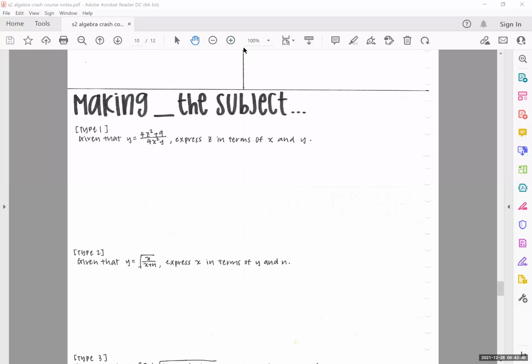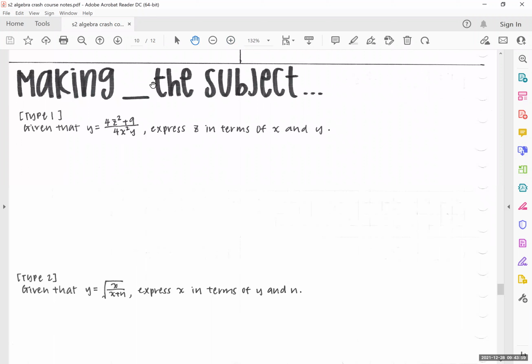Okay, so right now I want you all to flip to the front page of your booklet, which is where all the notes are. Can you find this particular note called "making blank the subject"? So why do I put blank? I put blank because sometimes it's not just X the subject. Sometimes it's Y the subject.